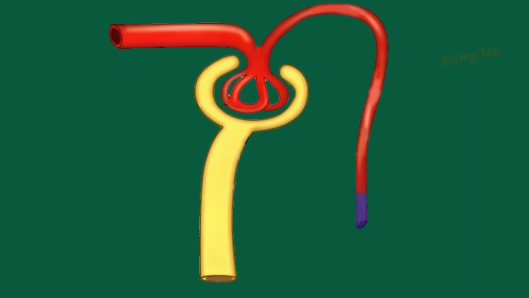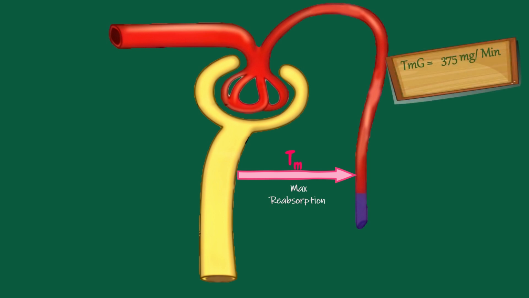Tubular transport maximum, or TM, is the rate at which the maximum amount of a substance is reabsorbed from the renal tubule. So, for every actively reabsorbed substance, there is a maximum rate at which it could be reabsorbed. For example, the transport maximum for glucose, or TM value of glucose, is 375 mg per minute in adult males, and about 300 mg per minute in adult females.